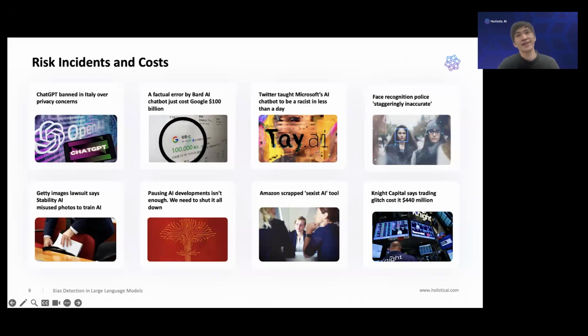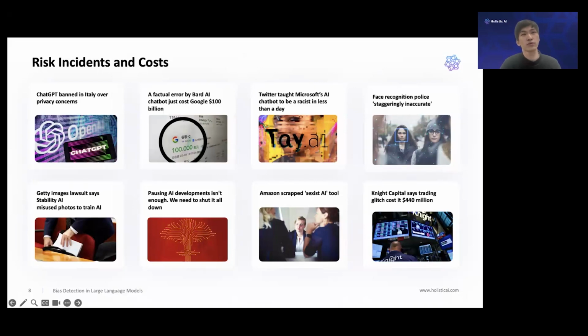Let's talk about why they matter. This is because bias and fairness in AI can lead to major financial losses and long-term reputational damage for companies. Let's look at some real-world examples to see just how serious this impact can be. The first example is Amazon's biased hiring tool. Amazon had to shut down its AI hiring tool after it was found to be biased against women.